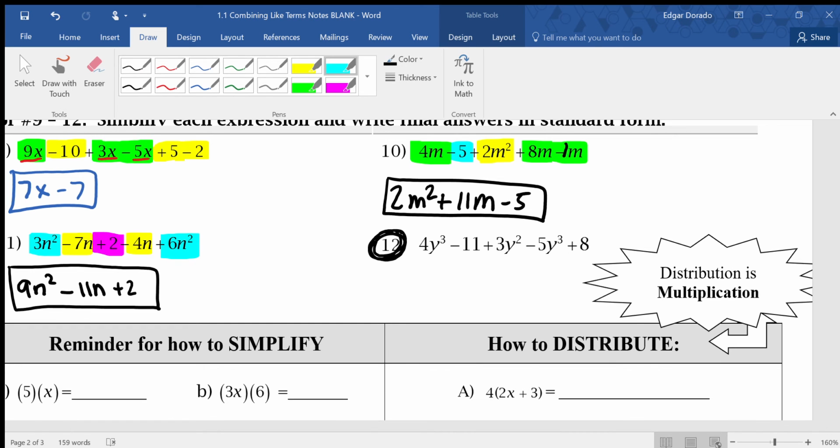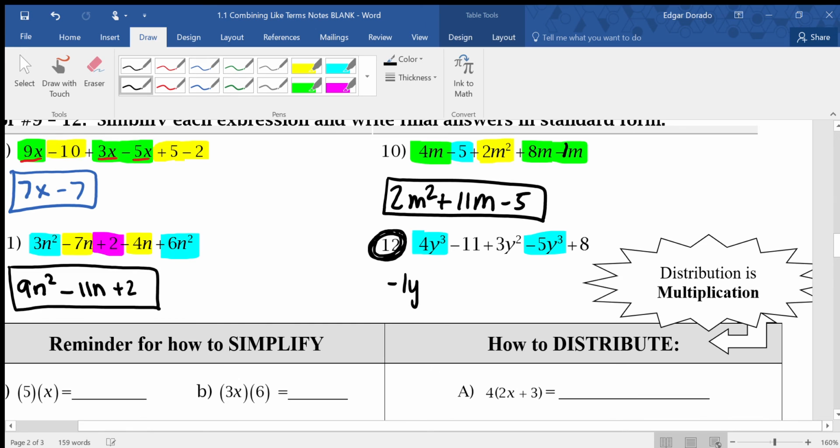Alright guys, so let's go ahead and do a little bit of highlighting here. So, highest exponent, I see this 3 on my y to the third. So 4y to the third minus 5y to the third is actually a negative 1y to the third. Next one I see is this y squared. That doesn't combine with anything because nothing else matches, so I'm going to go ahead and rewrite it.